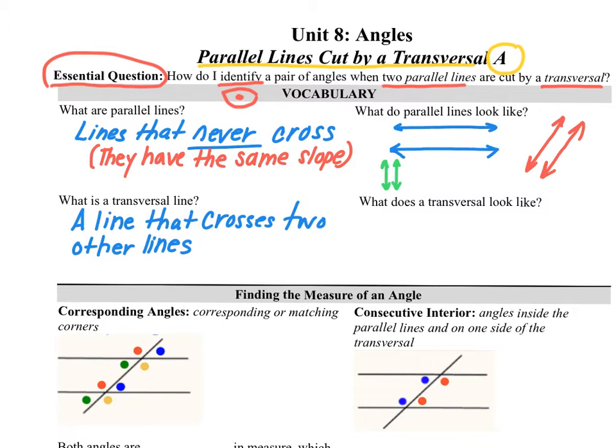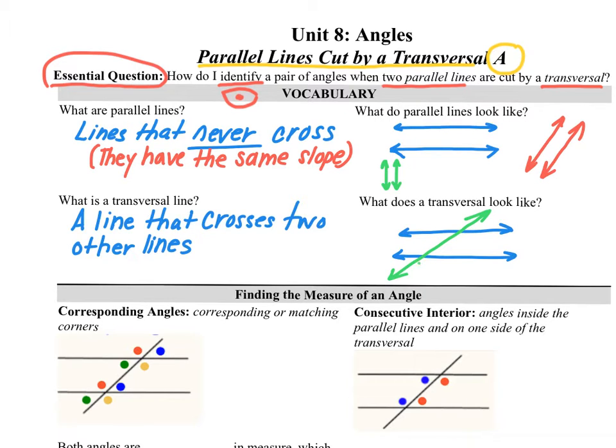Well, in order to do this, let's go ahead and draw two other lines first. So let's draw two lines. We'll draw two parallel lines. Here are two parallel lines. They have the same slope. Okay. And now let's show you what a transversal looks like. A transversal is a line that cuts through. So it crosses the two other lines. It doesn't necessarily have to be diagonal.